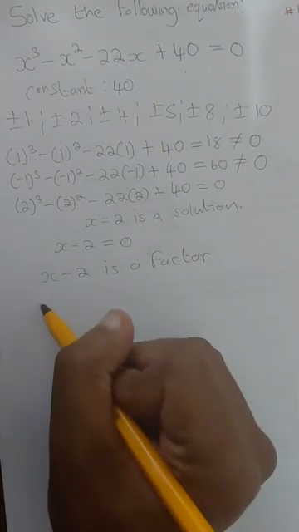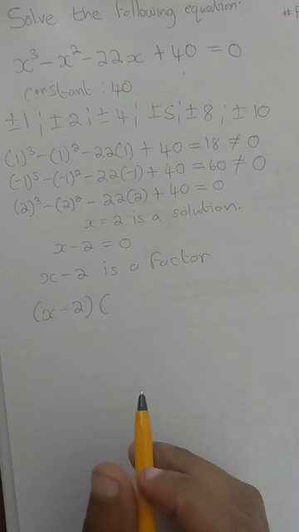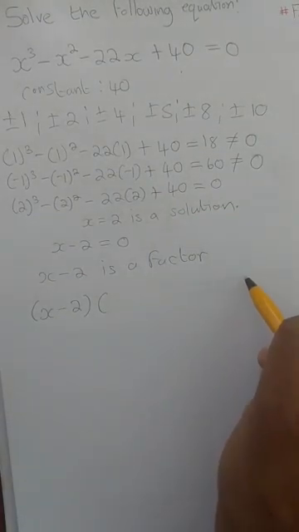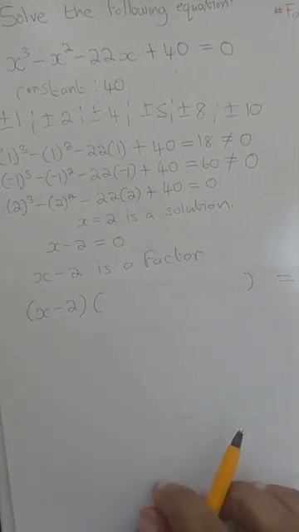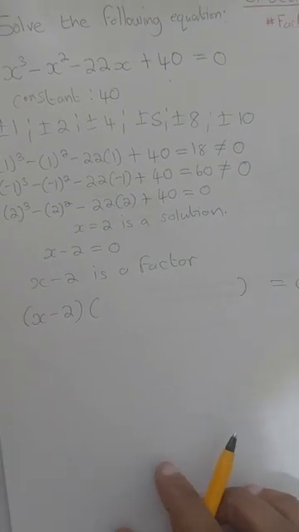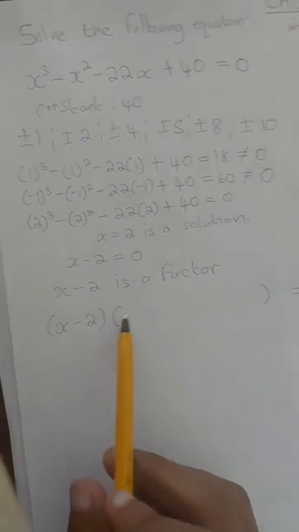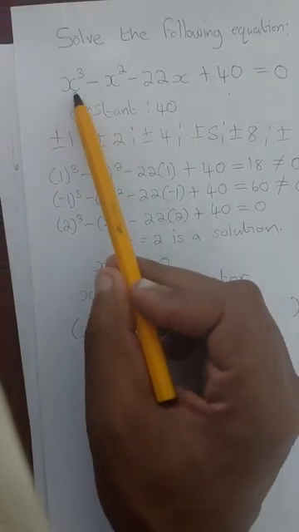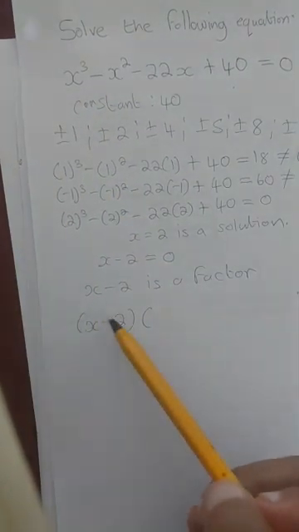So the linear part will start with this factor x minus 2, and then for the quadratic part, there is a way of getting the terms in the second bracket which forms the quadratic part of the equation. So in order to get the first term of the second bracket, what you simply do, you take the first term of the original equation, you divide it by the first term of the first bracket.